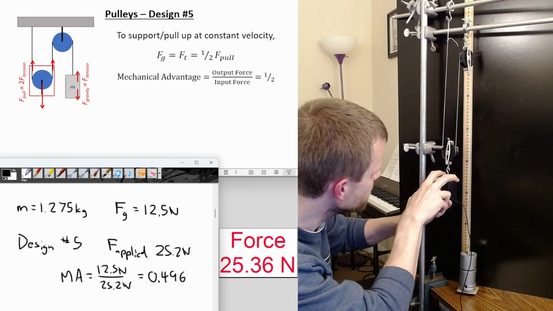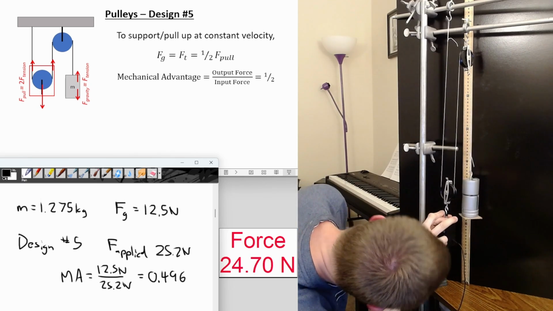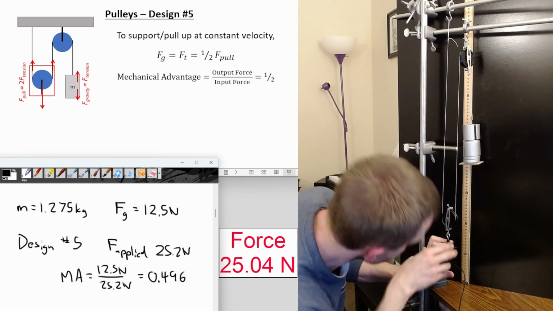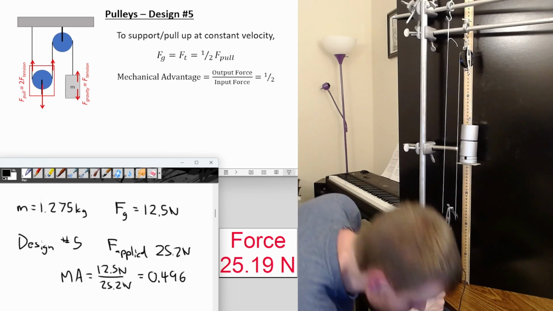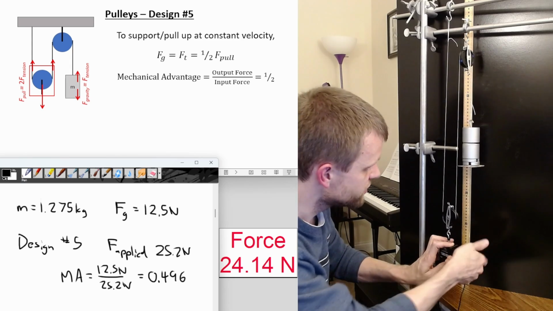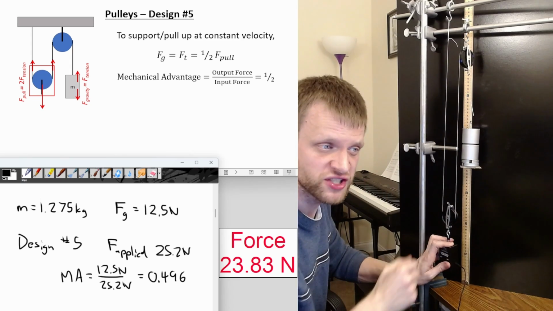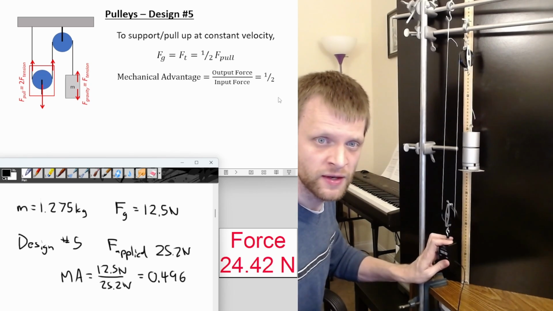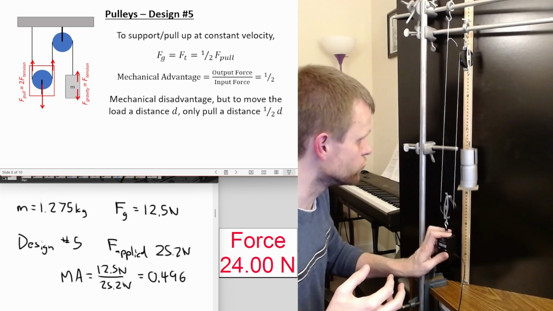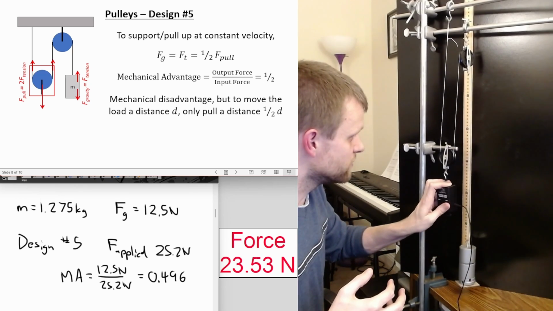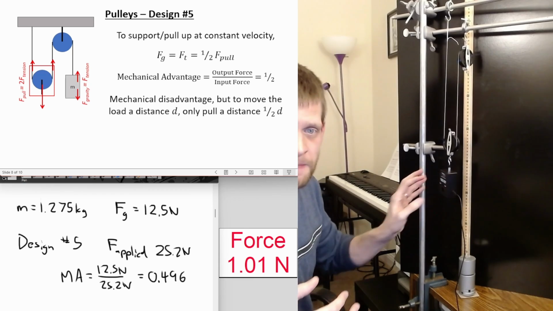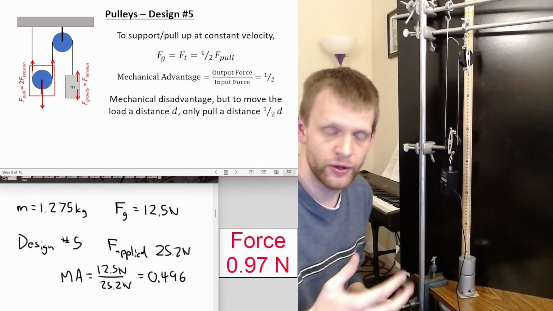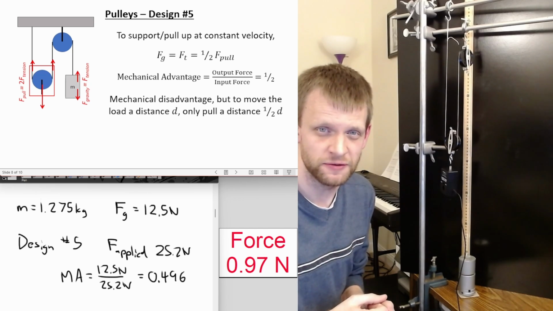Okay. If I pull down on this side, and again, I want to get the bottom of this right up to the 40 centimeter mark, so right around there. And the bottom of this is right at 7 centimeters. To make this object go up 40 centimeters, I only had to pull down on this side by 20 centimeters. So this is kind of a mechanical disadvantage, but the upshot is that if I want this load to move up a distance d, I only have to pull it for half of that distance.